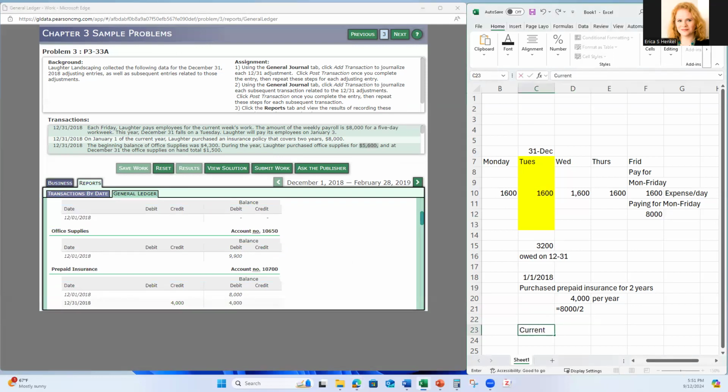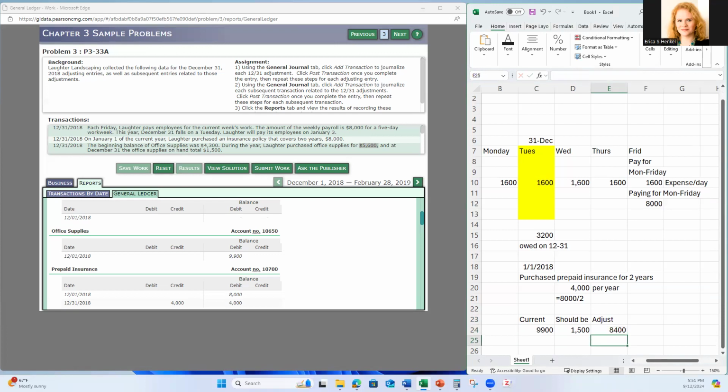So currently we have 9,900 in there. It should be an actual ending balance that we had on hand of 1,500. So the adjustment is going to be the difference between the two. So 9,900 minus 1,500, or 8,400.